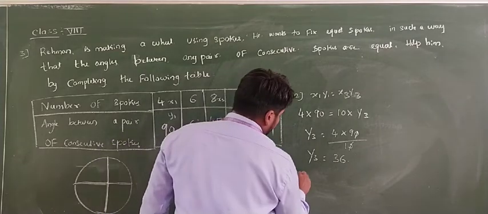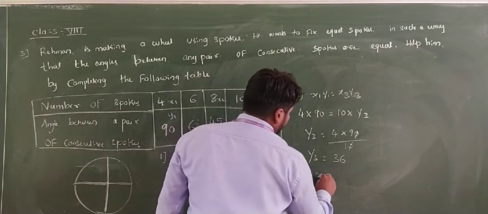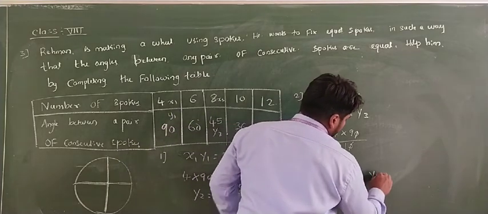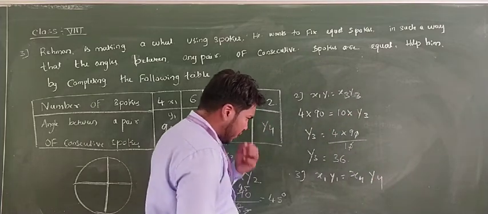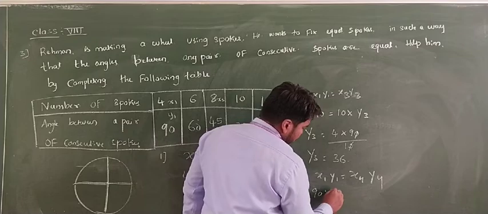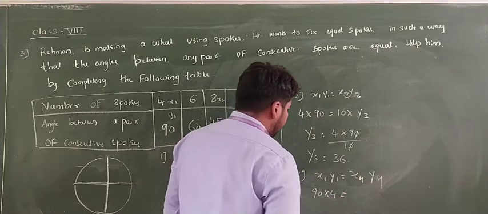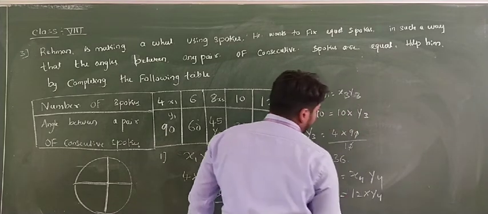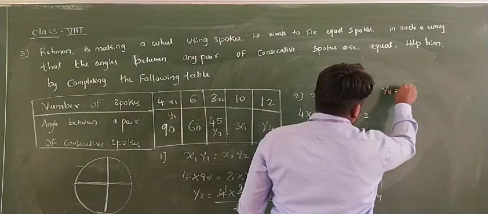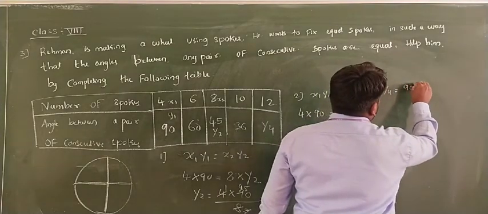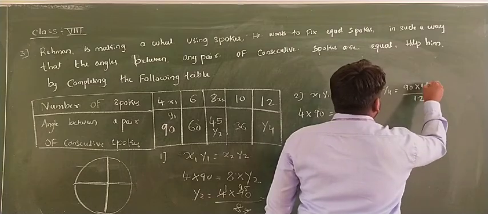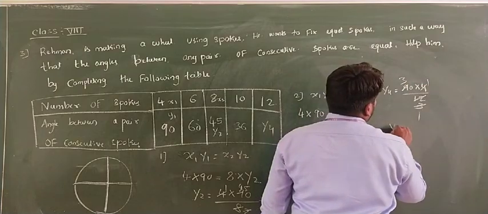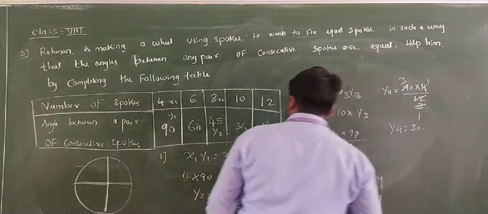The last thing remaining is the third one: x1 y1 is equal to x4 y4. x1 y1 we already know, that is 90 into 4, which is equal to x4 y4, that is 12 into y4. Again I will solve here. y4 will be equal to 90 into 4 divided by 12. So 4 ones are 4, 3 ones are 3, so y4 will be equal to 30 degrees.